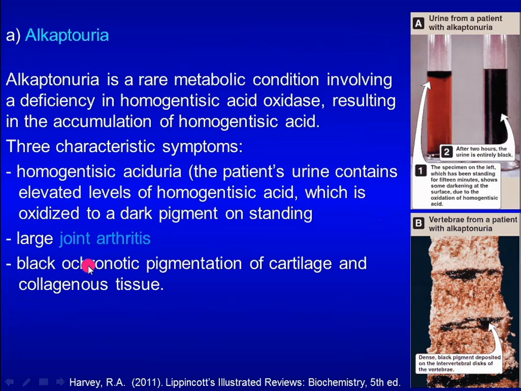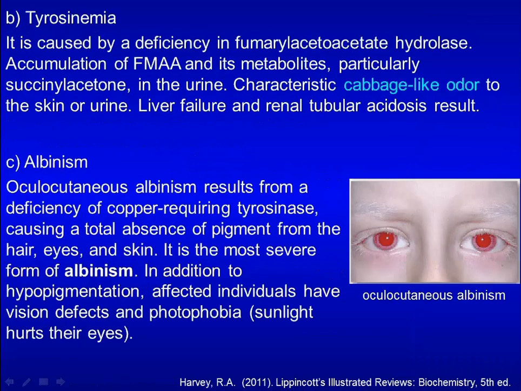Patients have large joint arthritis and black ochronotic pigmentation of cartilage and collagenous tissue, as shown in this picture. Patients with tyrosinemia have a characteristic cabbage-like odor to the skin or the urine, along with liver failure and renal tubular acidosis. Patients with oculocutaneous albinism have total absence of pigment from hair, eyes, and skin, along with vision defects and photophobia.